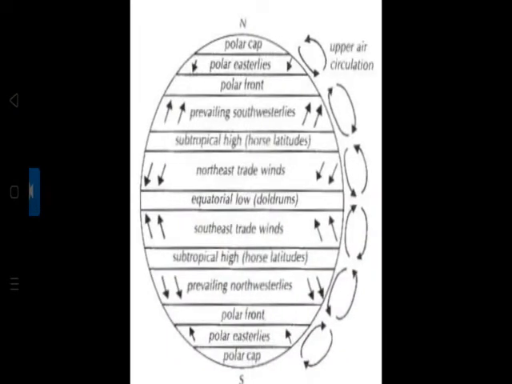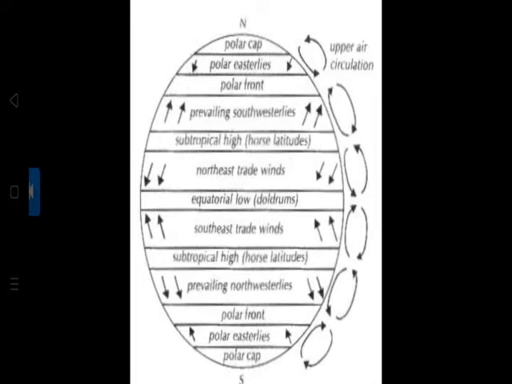Hello students. Now we are going to study about pressure belts and wind system. So first we will talk about pressure belts. On the Earth's surface, there are 7 pressure belts. With this diagram you all can see there are 7 pressure belts.